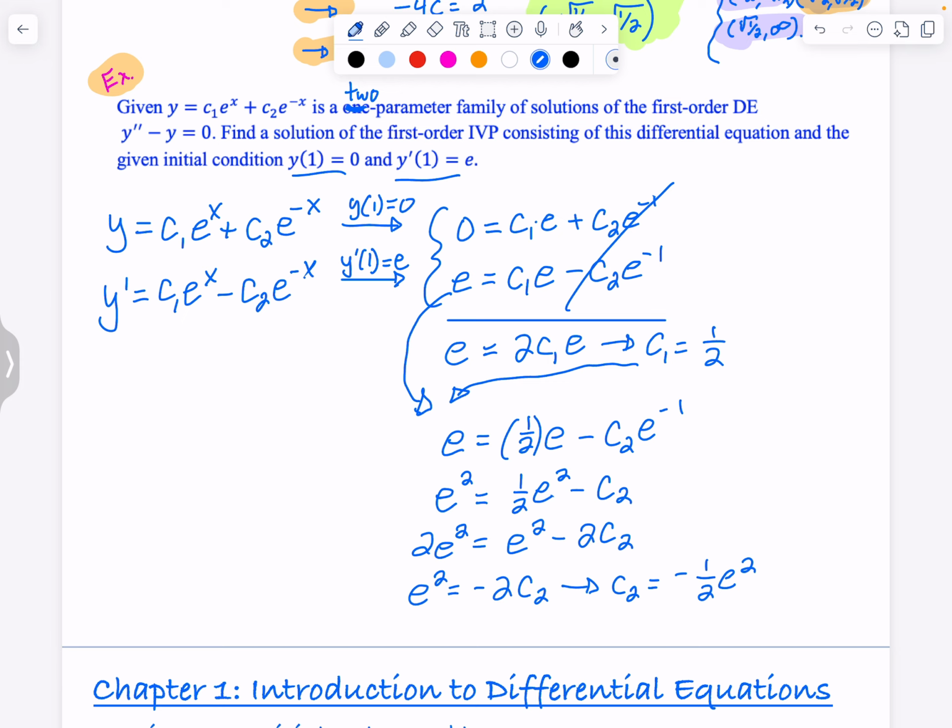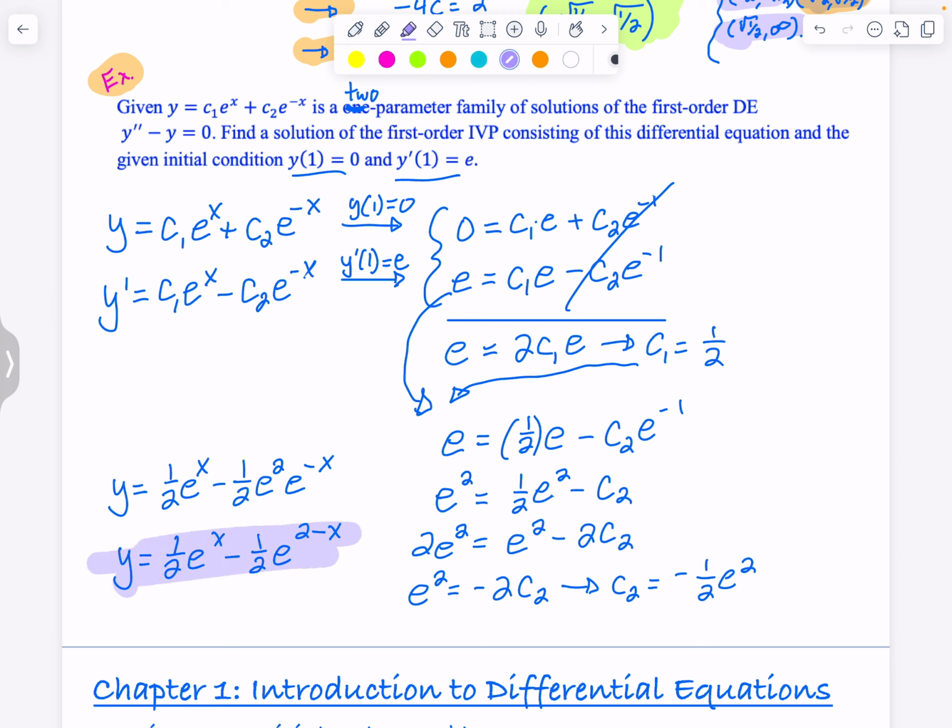All right, so we have a c1 and we have a c2. So I can now plug that in for my solution. So y equals, and then c1 was 1/2 e to the x, and then minus 1/2 e squared e to the negative x. And if we want, I think this is a little prettier. We get 1/2 e to the x minus 1/2 e to the 2 minus x. Remember, I just add my exponents. So that would be my final solution.